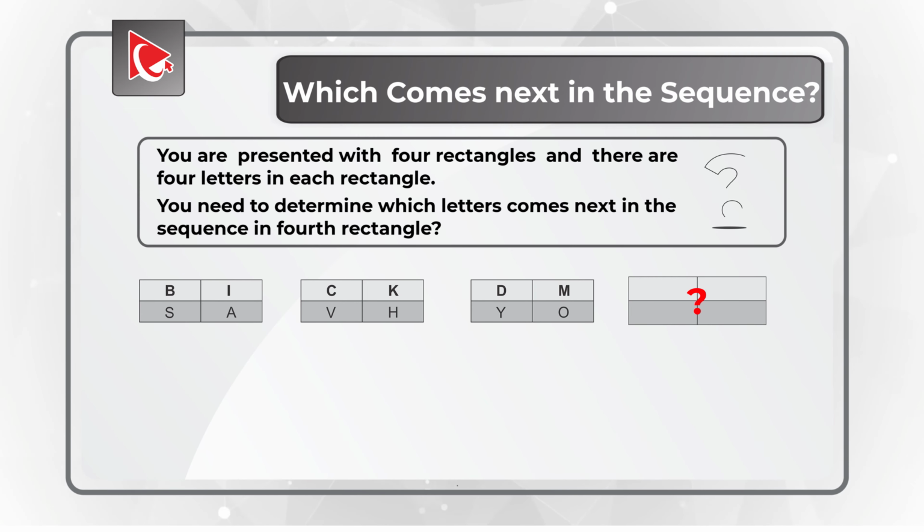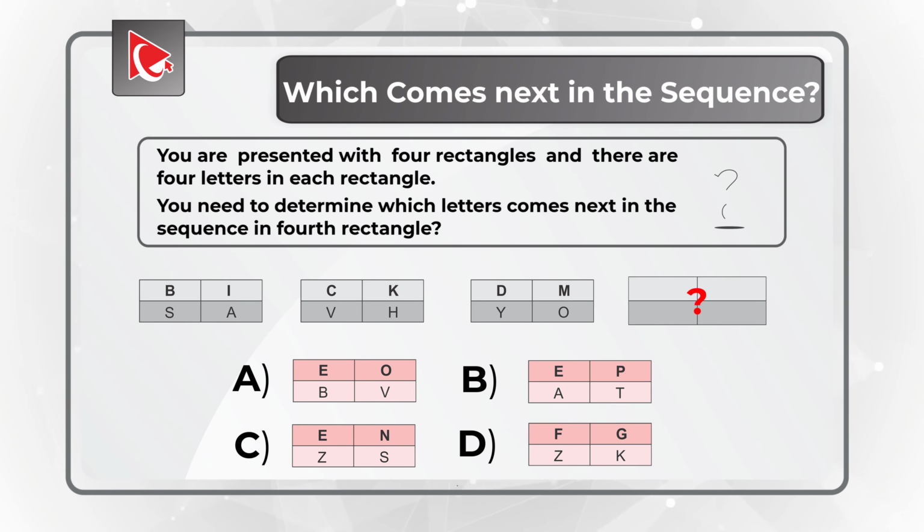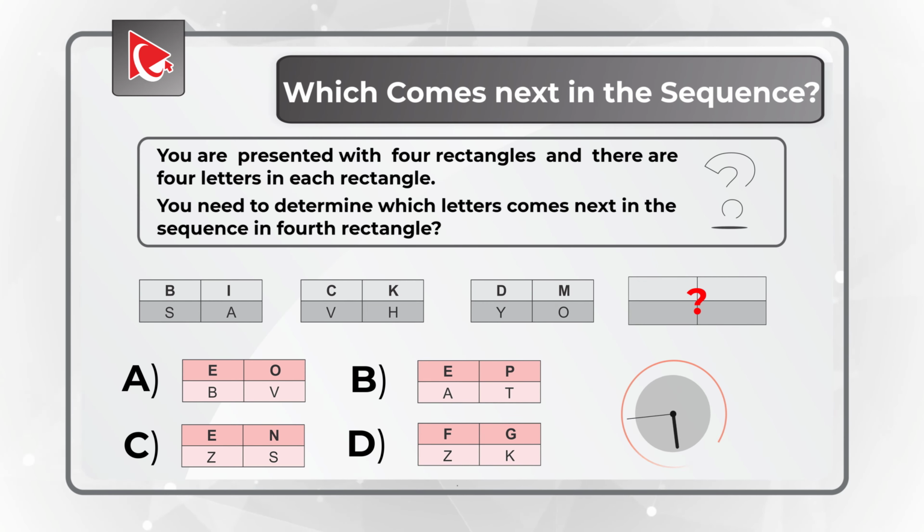What's interesting is that the upper row of the letters is bold, and the lower row of the letters in the rectangles is the regular font. You need to determine the item that comes next in the sequence, and you're presented with 4 different choices: A, B, C, and D. Take a close look to see if you can determine the answer.